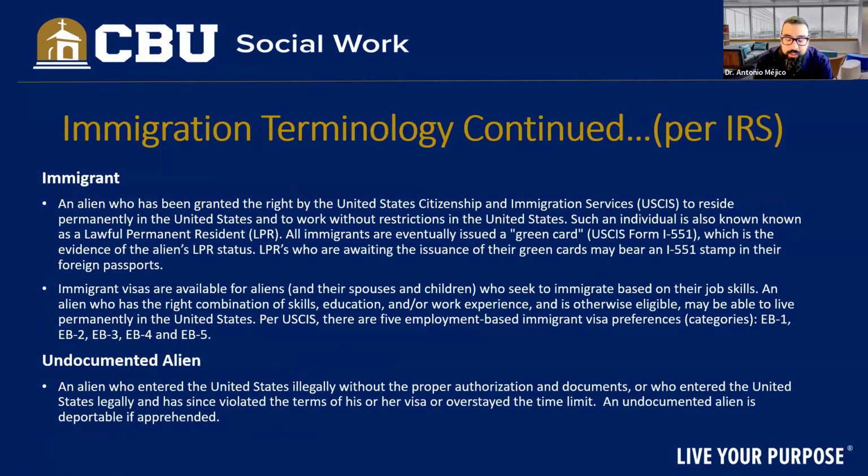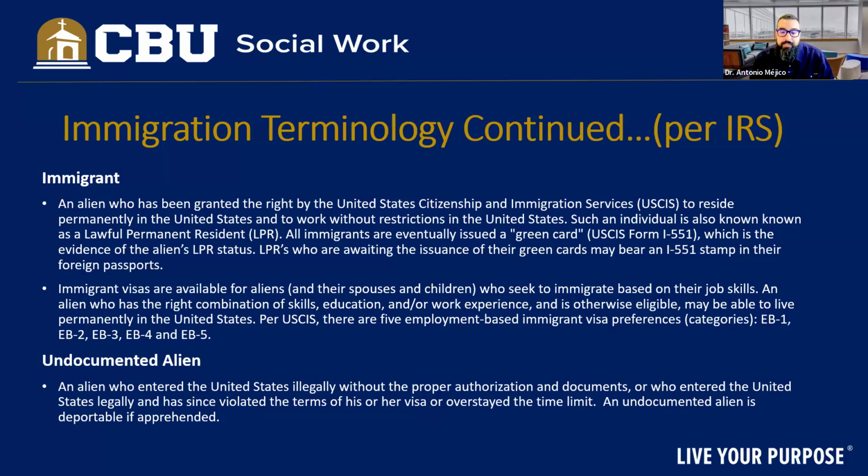So an immigrant. So you notice we had the language of alien, and now we're going into immigrant. An immigrant is an individual who has been granted the right by the United States Citizenship and Immigration Services to live permanently in the United States and to work without restrictions in the U.S. So such an individual is also known as a lawful permanent resident, and all immigrants are eventually issued a green card, is what we'll call it, right? Which is evidence of the immigrant's legal permanent resident status.